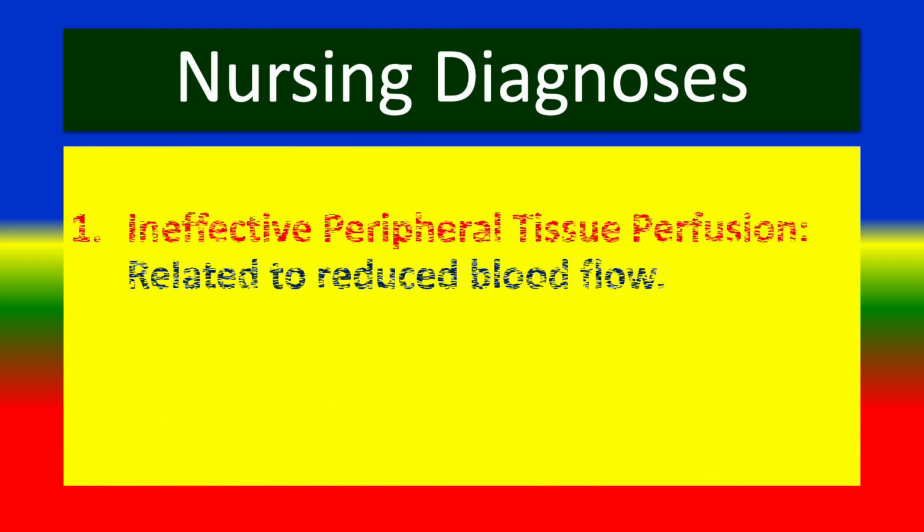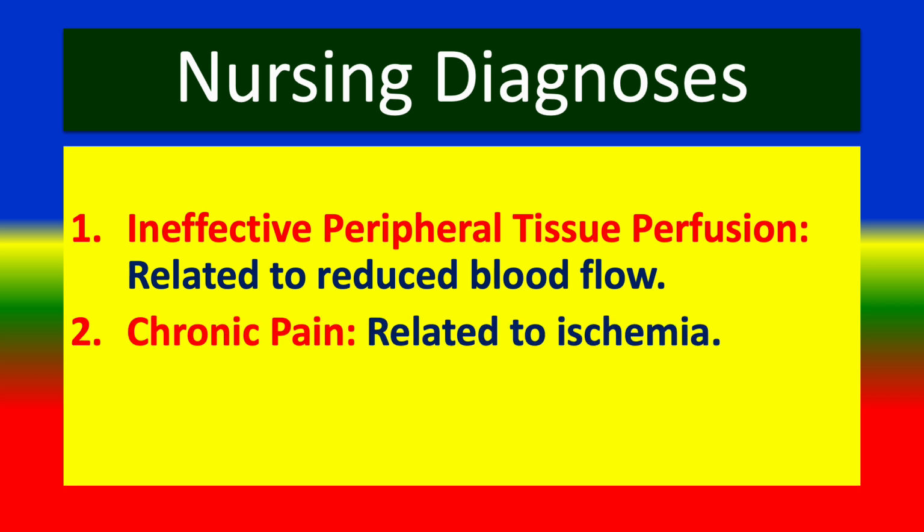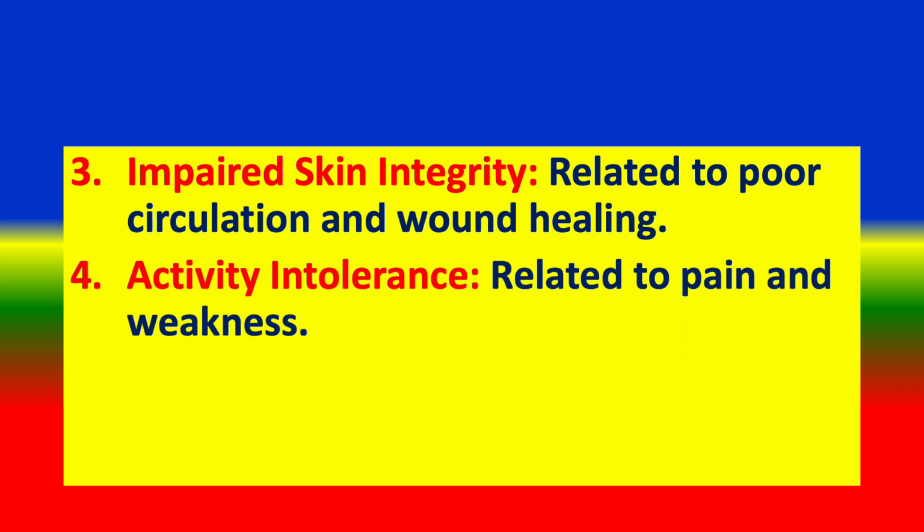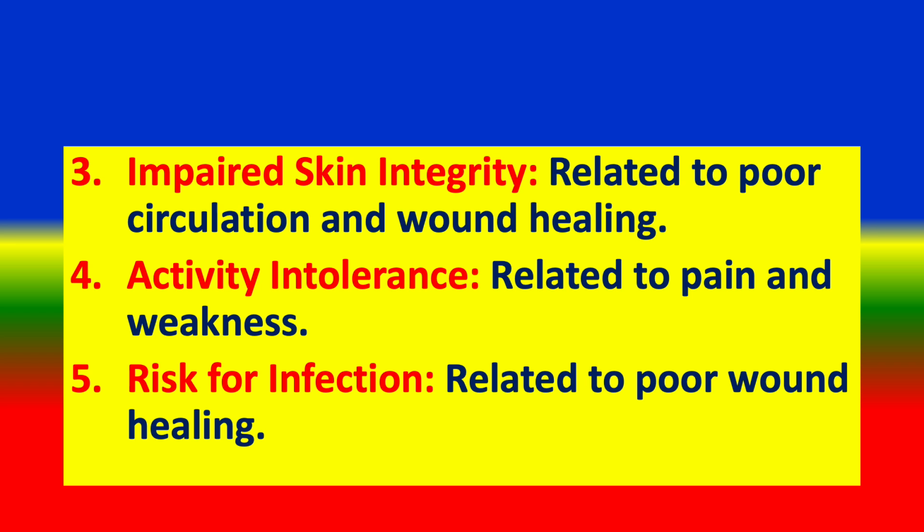Nursing diagnosis. 1. Ineffective peripheral tissue perfusion related to reduced blood flow. 2. Chronic pain related to ischemia. 3. Impaired skin integrity related to poor circulation and wound healing. 4. Activity intolerance related to pain and weakness. 5. Risk for infection related to poor wound healing.